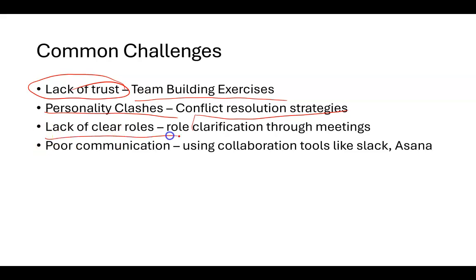Then you have lack of clear goals. As a team, role clarification is very important. That's why it's very important to conduct meetings to make sure that if there are persons A, B, C, what A will do, what B will do, what C will do. And then poor communication. There could be a possibility that team members are not talking with each other and are not on good terms in terms of communication. Then we use different kinds of tools like Slack or Asana to solve this issue.